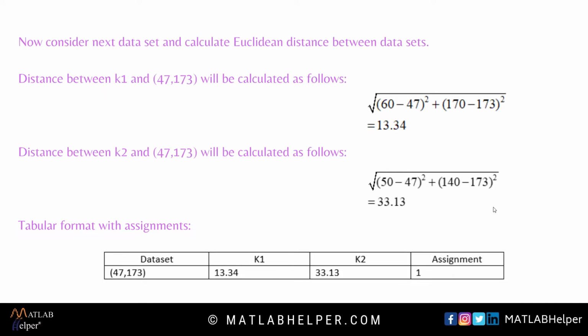Now consider the next data point and calculate the Euclidean distance between data points. You can see how the distance between K1 and 47, 173 is calculated. And also you can see how the distance between K2 and 47, 173 is calculated. You can see the calculated distance in tabular form. The Euclidean distance between the data point and cluster 1 is minimum, so I have assigned 1 to this data point. Now update the centroid values.